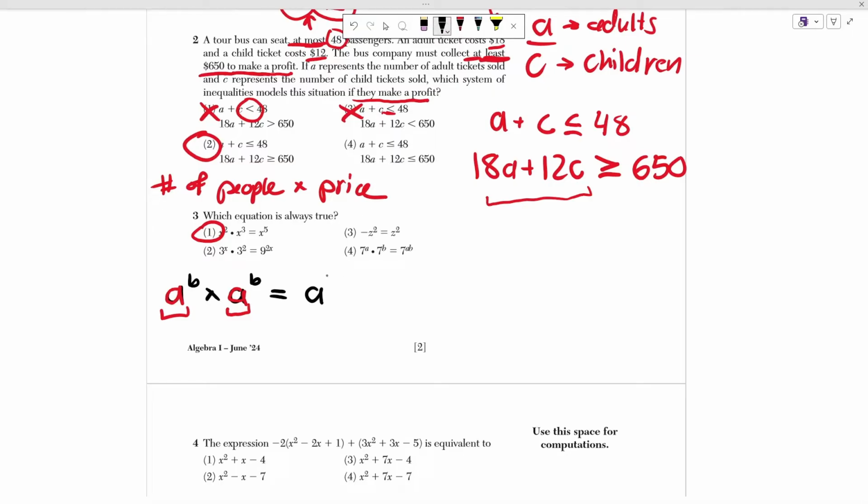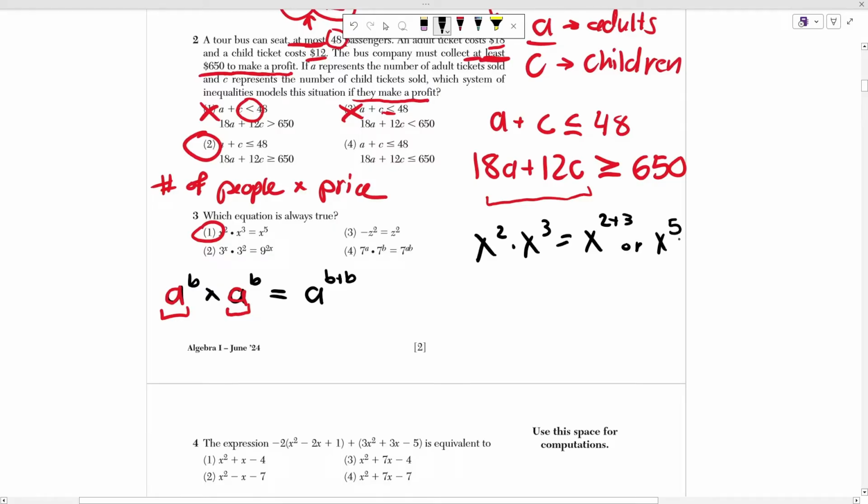So this is actually equal to b plus b, okay? So x squared times x to the power of 3 is actually equal to x to the power of 2 plus 3, or x to the power of 5. And you might be asking, well, why is this? Well, write it out. You have a base and the actual exponent. The exponent tells you how many times you're going to multiply the base. So x squared is actually equal to x times x. What about x cubed? X cubed is actually equal to x times x times x.